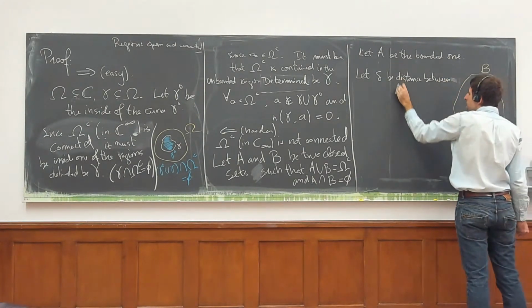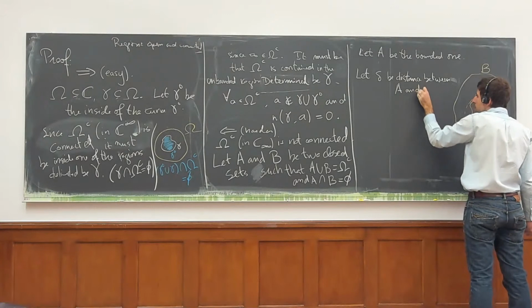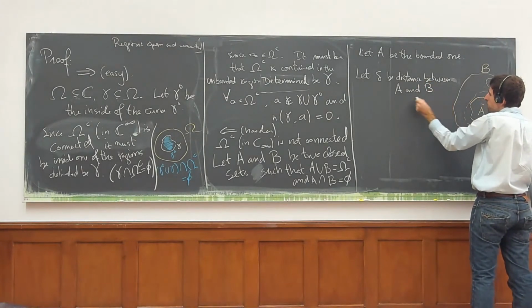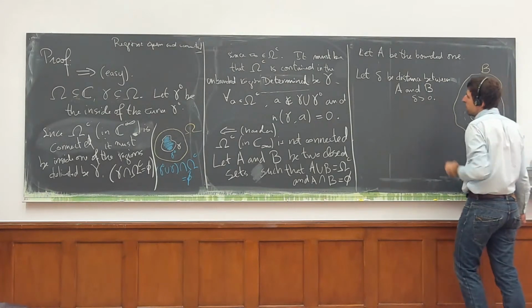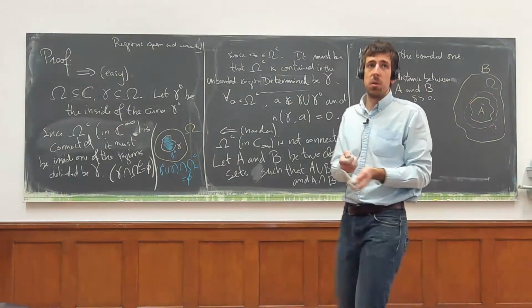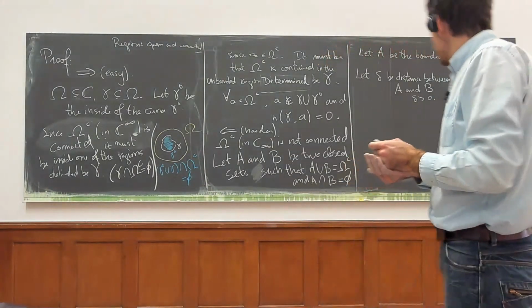Between A and B. Right? For sure, because the sets are closed, omega is bigger than 0. Right? They need to have a distance bigger than 0.